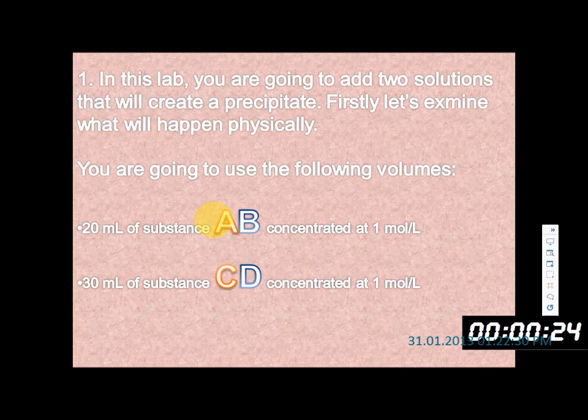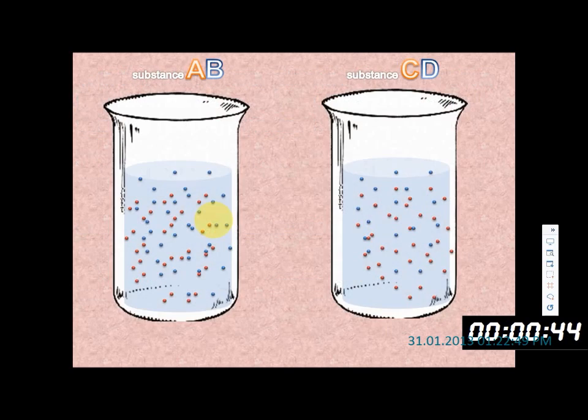First, let's examine what will happen physically. We're going to look at what happens at the atomic level. Why does this happen? You're going to use the following volumes. Let's just say we've got 20 mLs of substance AB and 30 mLs of substance CD. So I've got two beakers. One of them has 20, one of them has 30, and they're both different compounds, but they're both concentrated the same way at 1 ml, 1 ml.